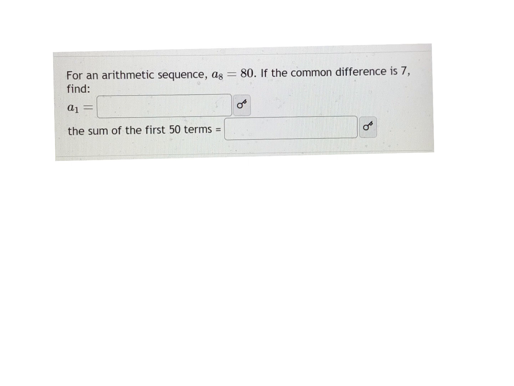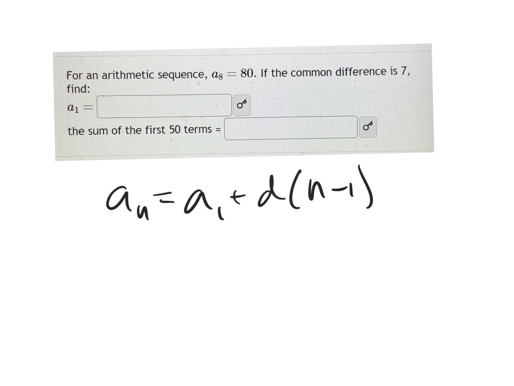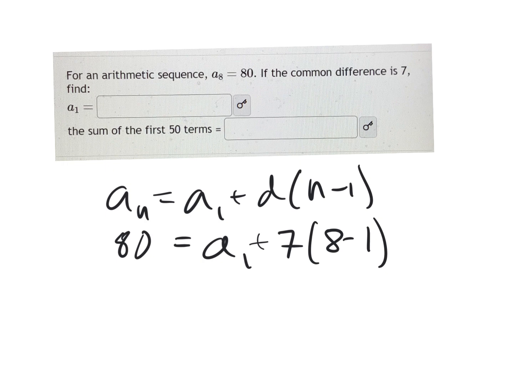Now you certainly could subtract seven, seven times and get the answer. We can also create the sequence. So a sub n equals the first term, which I don't know, plus the common difference times n minus 1. So now let's substitute in what we know. I know a sub 8 is 80. I don't know a sub 1. I know the common difference is 7, and I know 8 minus 1 will get me set up.